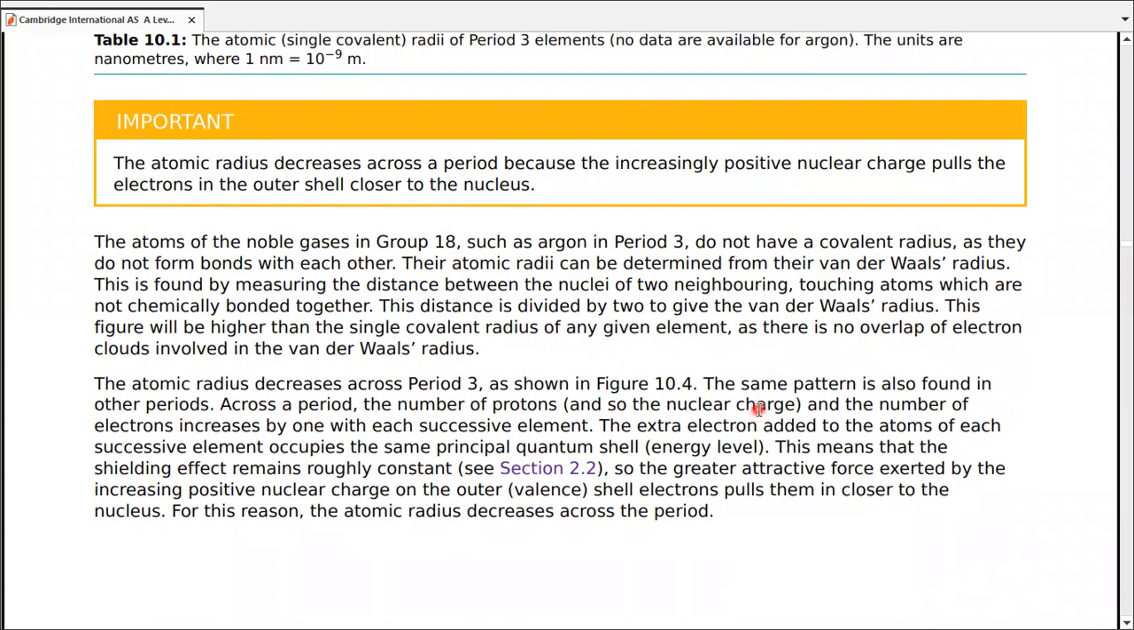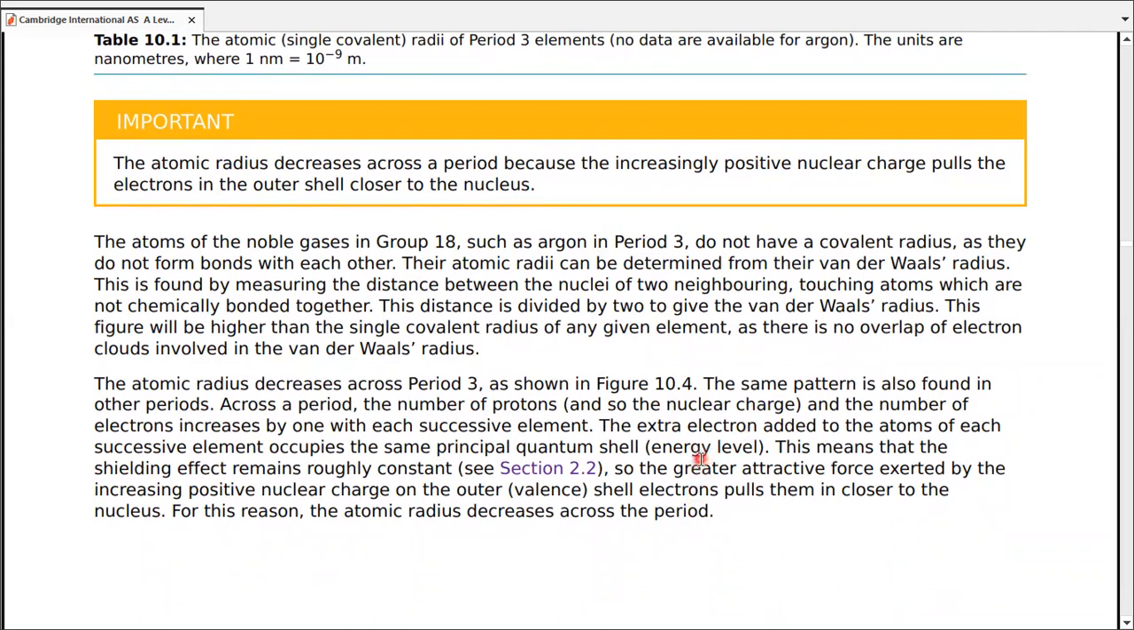The figure will be higher than the single covalent radius of an element since there is no overlap of electrons involved in the van der Waals radii. So the atoms are not as close as you might think. So the answers to van der Waals radii are usually greater than covalent radii. Why? Because there is no bonding. It's just a weak intermolecular force that is connecting the two atoms or bringing the two atoms closer to one another. I hope you get the point, right?